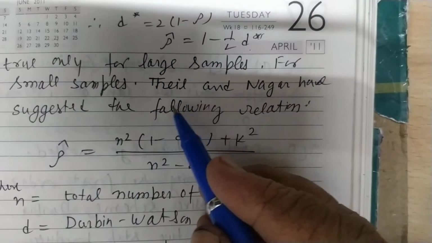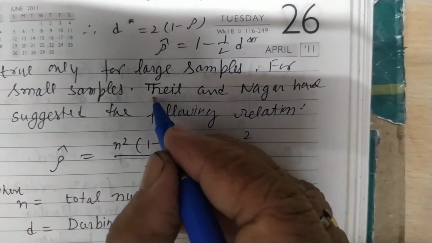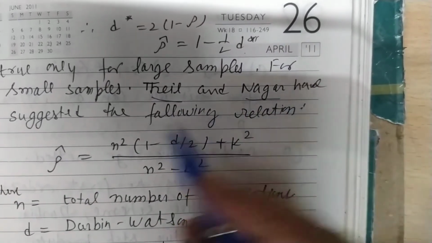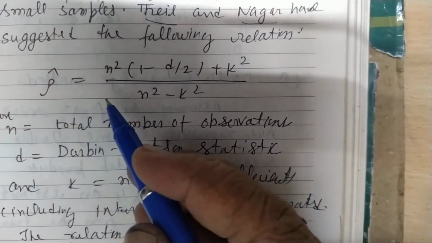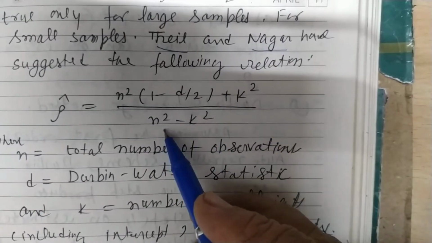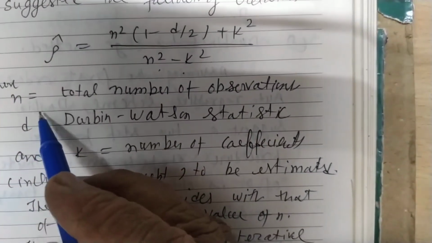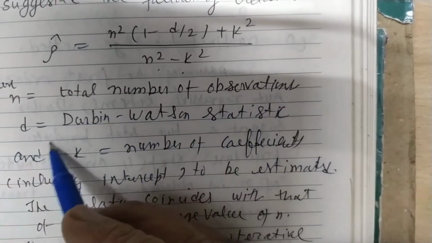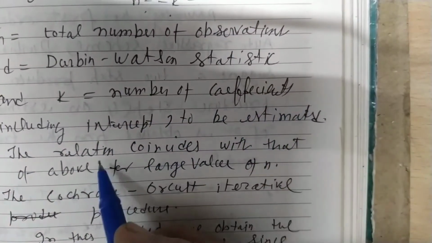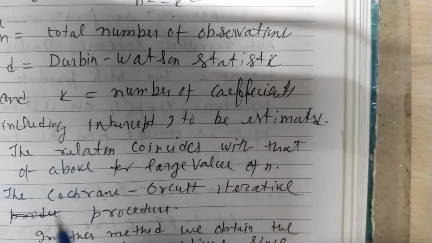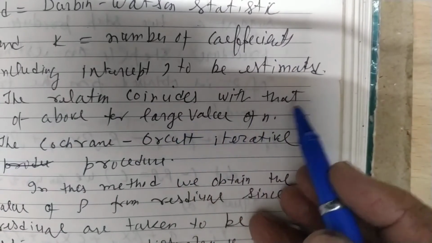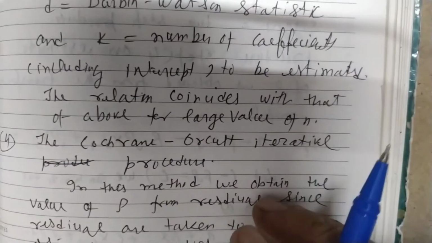For small samples, Theil and Nagar, two economists, have suggested the following relation: rho is equal to (n squared times (1 minus d upon 2) plus k squared) upon (n squared minus k squared), where n is the total number of observations, d is the Durbin-Watson statistic, and k is the number of coefficients or explanatory variables, including the intercept, to be estimated. This relation coincides with the above for large values of n.